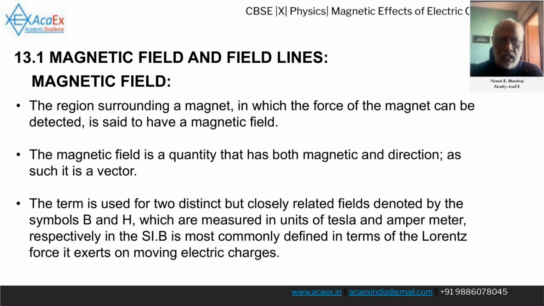Magnetic field and field lines. The region surrounding a magnet in which the force of the magnet can be detected is said to have a magnetic field. The magnetic field is a quantity that has both magnitude and direction. As such, it is a vector. The term is used for two distinct but closely related fields denoted by the symbols B and H, which are measured in units of Tesla and ampere per meter, respectively. In the SI, B is most commonly defined in terms of the Lorentz force it exerts on moving electric charges.